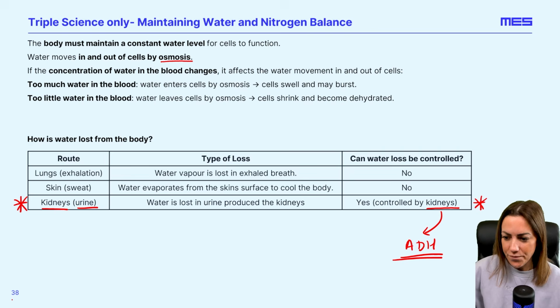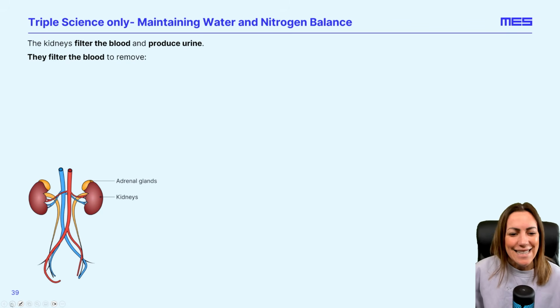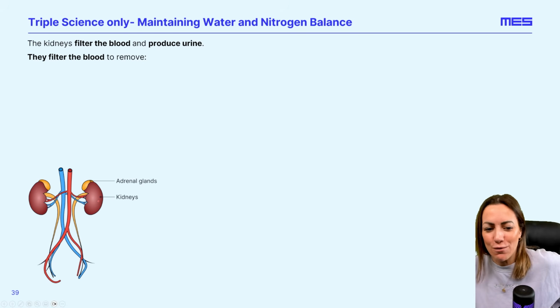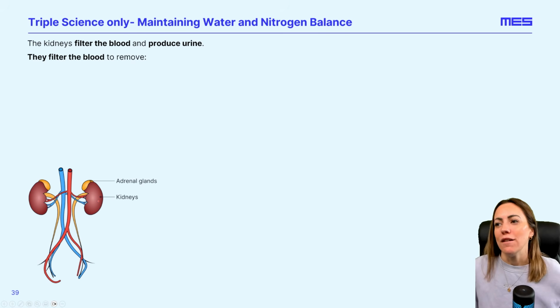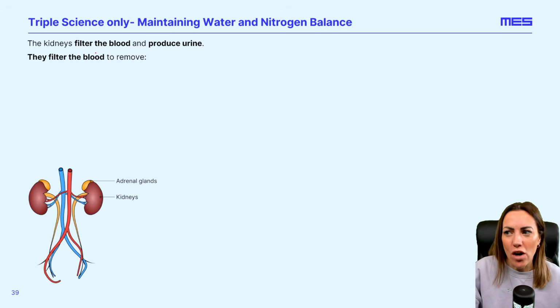Okay, so let's get into the kidneys. So the kidneys, you can see them here. You've got two kidneys, right? Kind of low down towards the back of your body. The kidney's job is to filter your blood and produce urine.